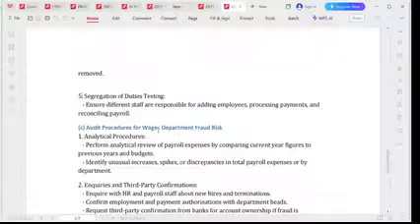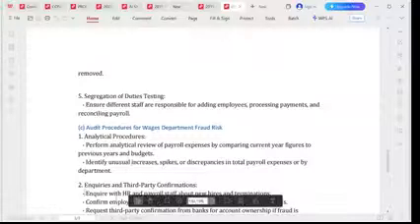Audit procedures for the wages department, fraud risk. Number one, we have analytical procedures. Perform analytical review of payroll expenses by comparing current year figures to previous years and budgets. Identify unusual increases, spikes, or discrepancies in total payroll expenses or by department. Then we have inquiries and third-party confirmations.